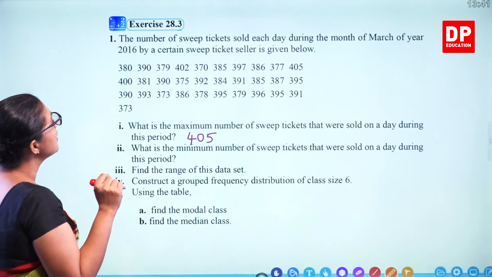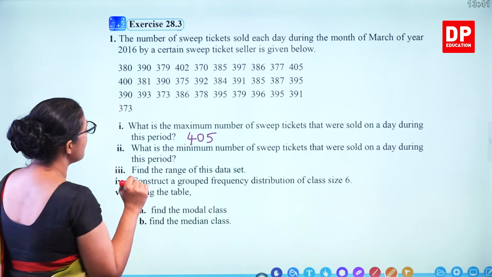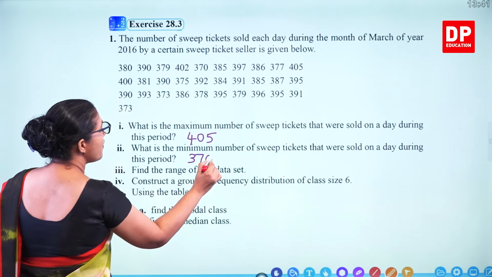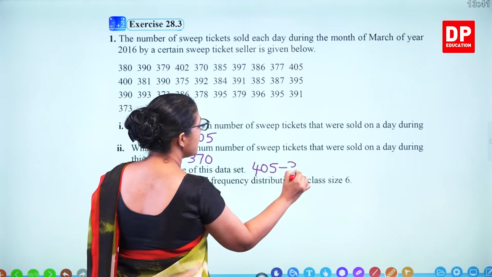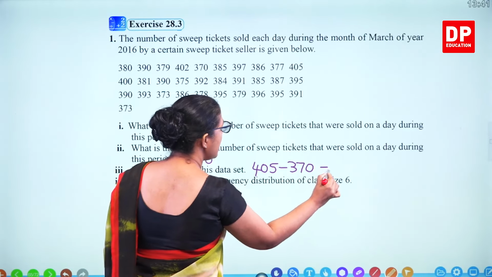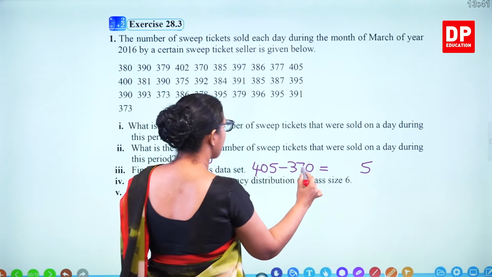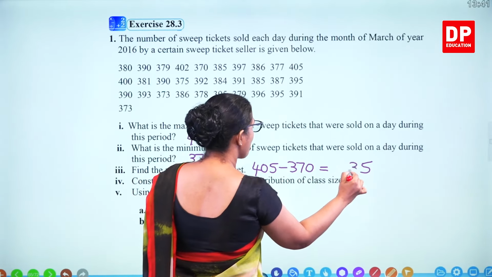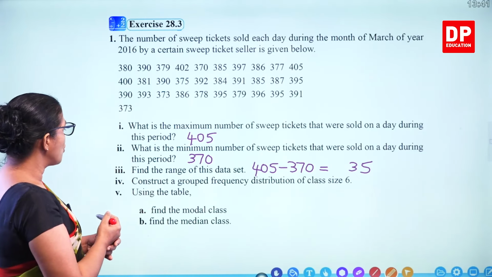370. Do you get that? That's the lowest. 370 is the lowest. So range: subtract these two, 405 minus 370. You get 35. So 35 is the range.